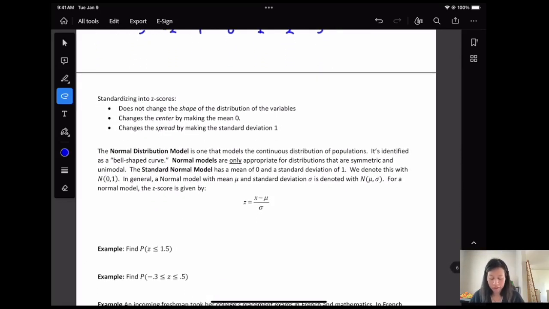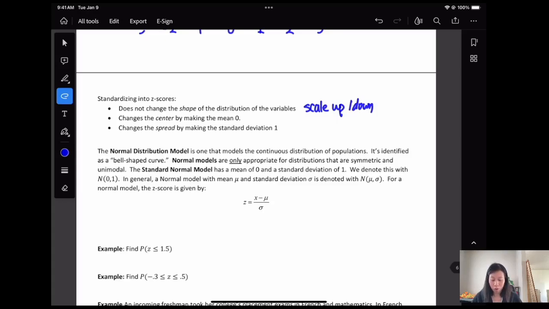Okay, standardizing into z-scores doesn't change the shape of the distribution of the variables. Like I said, it basically scales up or down, or magnifies proportionally. It doesn't change the shape, but it changes the center by making the mean equal to 0, and changes the spread by making the standard deviation 1.